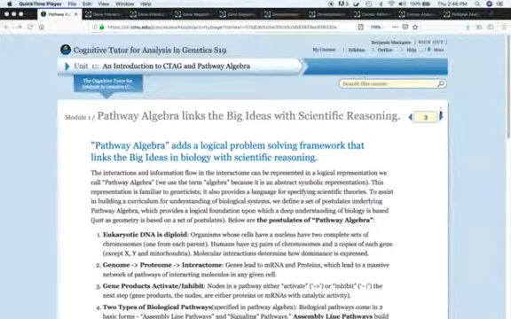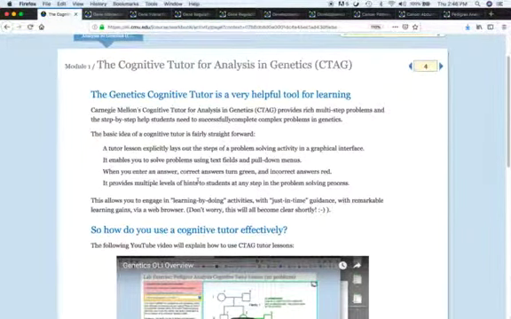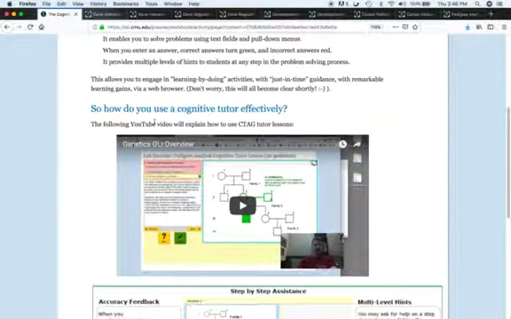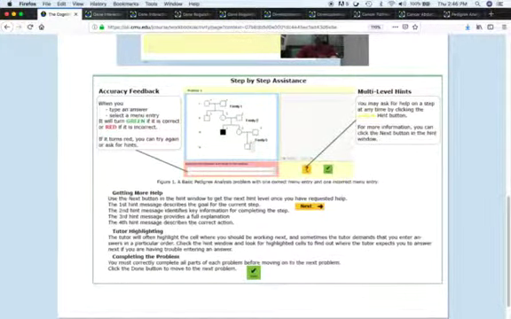So moving on to the next page of this introduction, we see a brief description of what the genetics cognitive tutor is. Then there's a pointer to a video that takes you through a few of the lessons and gives you an idea of how to solve problems in the cognitive tutor more effectively. Here's a brief outline of what cognitive tutor lessons are and how they work.